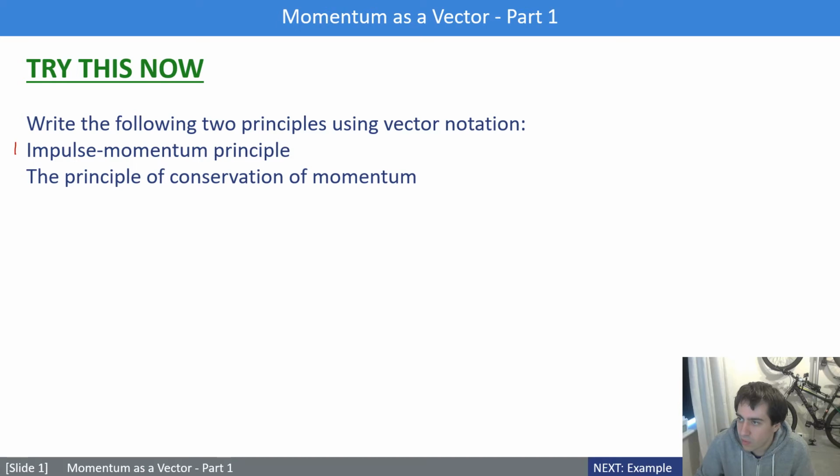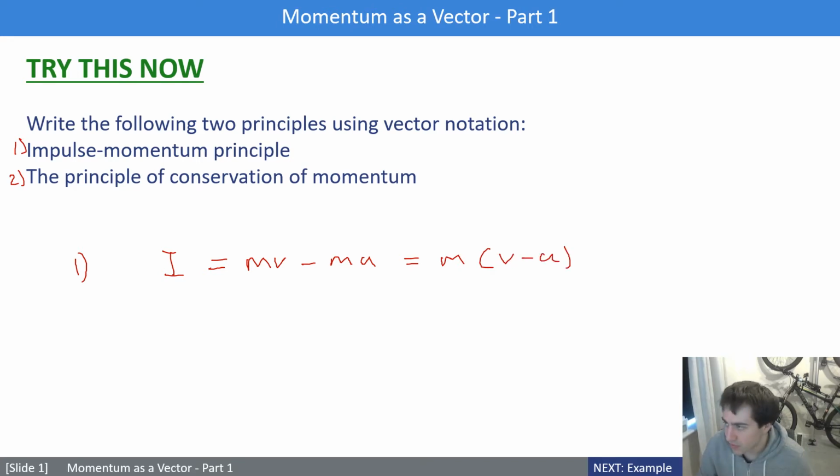Okay, so then let's call these 1 and 2. Number 1, the impulse momentum principle. This is saying that I equals mv minus mu. Also sometimes just written as m times (v minus u). But that's not the vector version, so just make sure we do this properly. I is a vector, m is a scalar, v is a vector, u is a vector. v and u are both vectors.